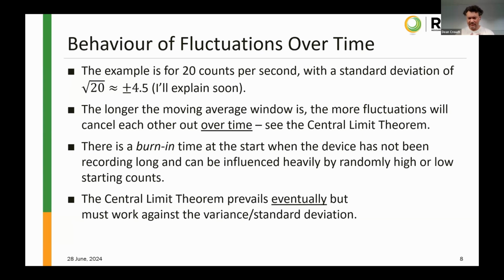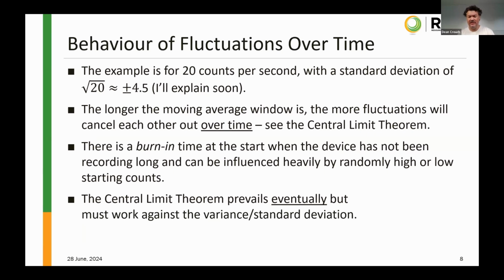expected value. It does mean that we have a burn-in time at the start when the device has not been recording for very long, so you kind of have to work through that. And it could be anything from 10, 30, 40 seconds. It could be minutes. It could be hours, depending on your application. It's why it's so important to know what your count rate is and what your background is, and reverse engineer your tolerances.